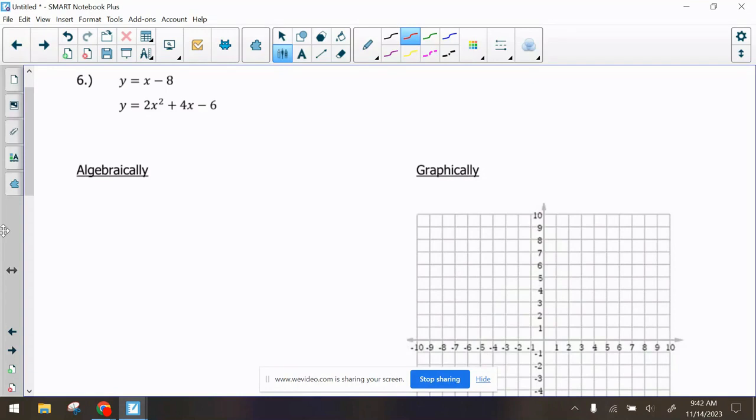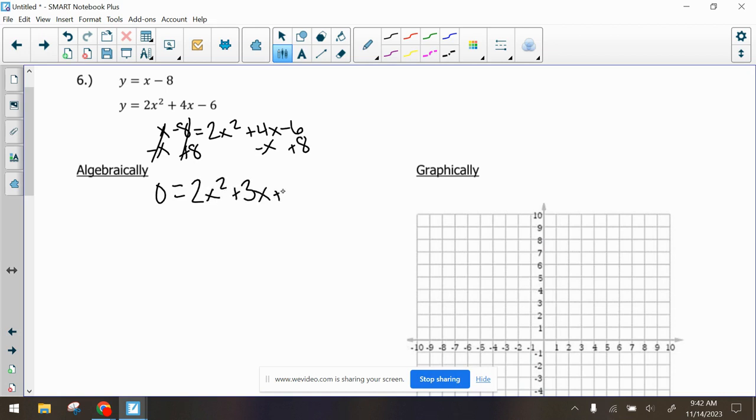Number 6 is y equals x minus 8 and y equals 2x squared plus 4x minus 6. So again, I'm going to start by solving this algebraically to see where they intersect, and then we will do it graphically. So for algebraically, I'm going to set those two functions equal. So x minus 8 equals 2x squared plus 4x minus 6. Before I can do anything, I've got to get it equal to 0. So I'm going to subtract x on both sides and then add 8. So we're left with 0 equals 2x squared plus 3x plus 2.